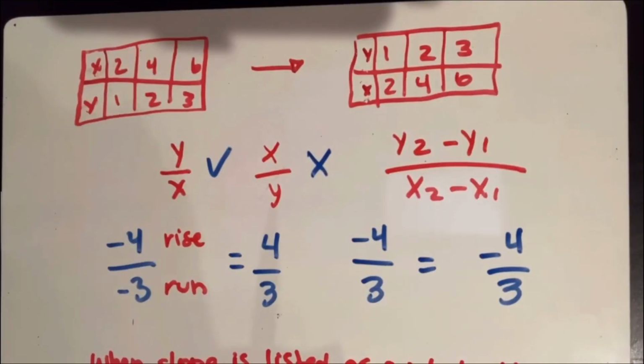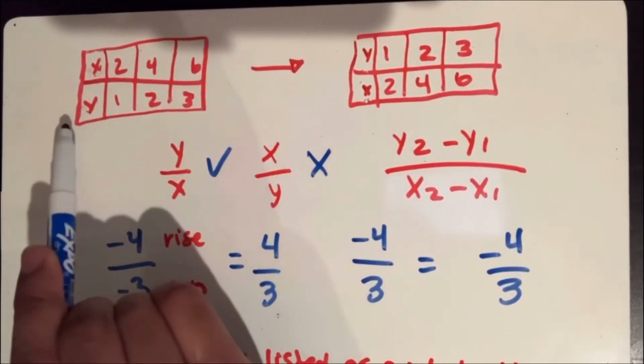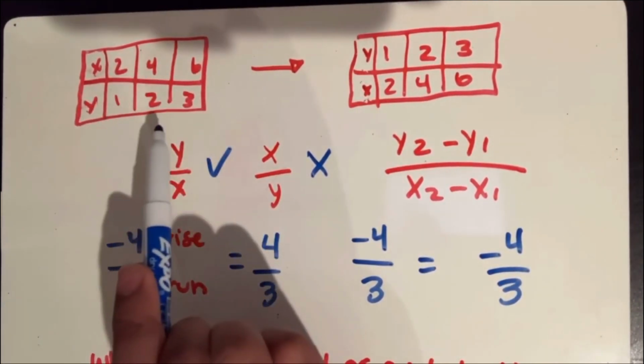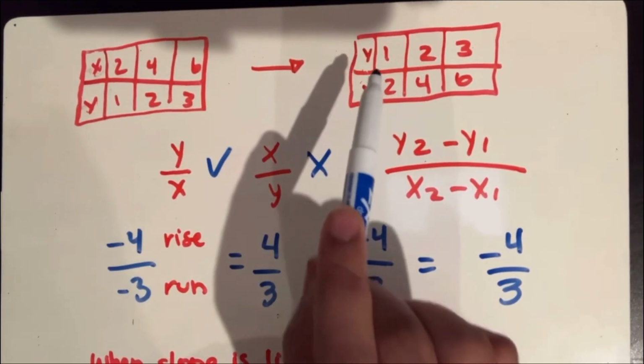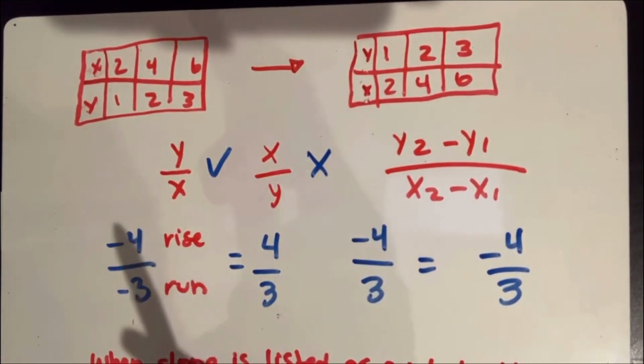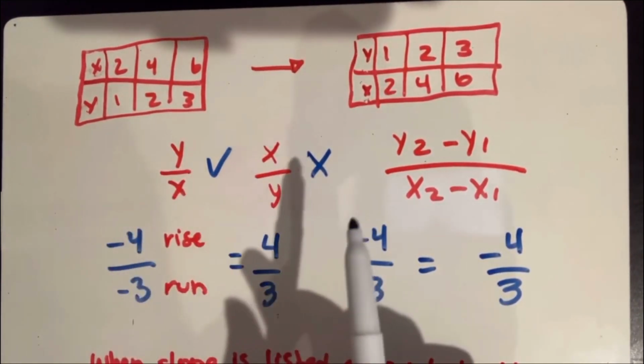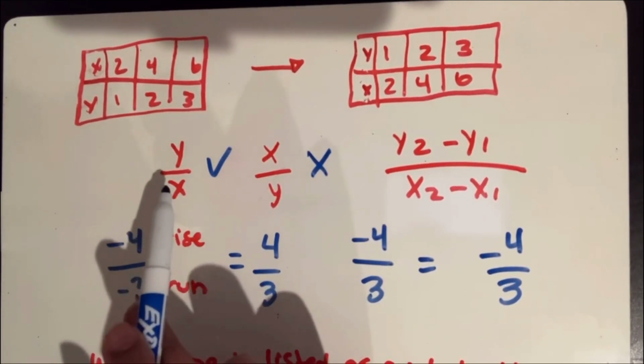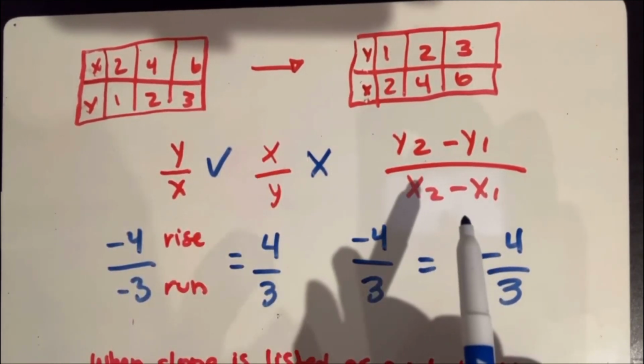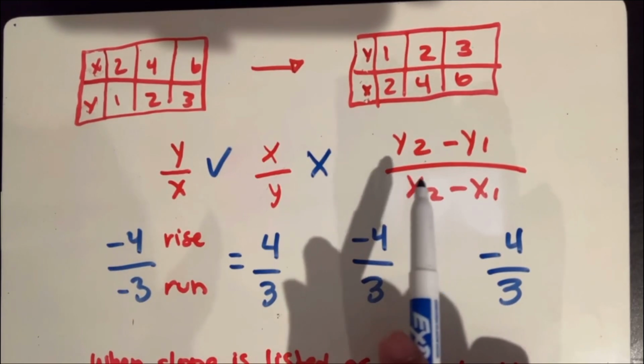Here are a few tips when doing slope. If you see a table with the x value on top and the y value on the bottom, make sure to switch it around so that the y value is on top when doing slope. Again, make sure that the y value is always on top, especially when you're doing the equation y2 minus y1.